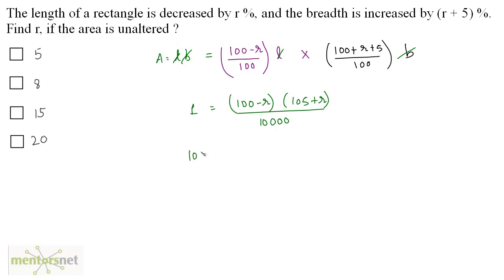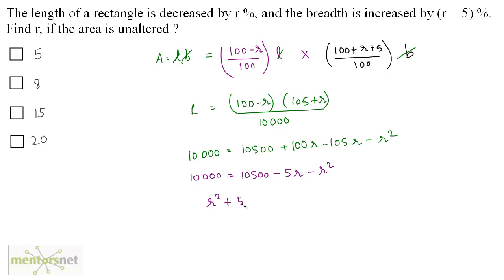So we have 10,000 is equal to 105 times 100, that's 10500, plus 100r minus 105r minus r square. So you have 10,000 is equal to 10500 minus 5r minus r square. So r square plus 5r minus 10,500 plus 10,000 gives you minus 500 is equal to 0.